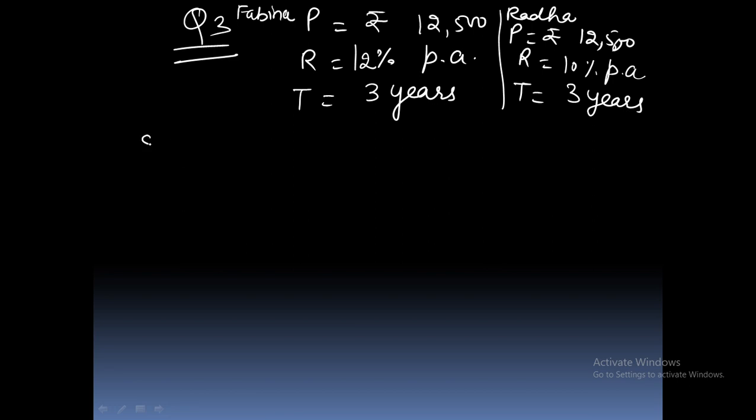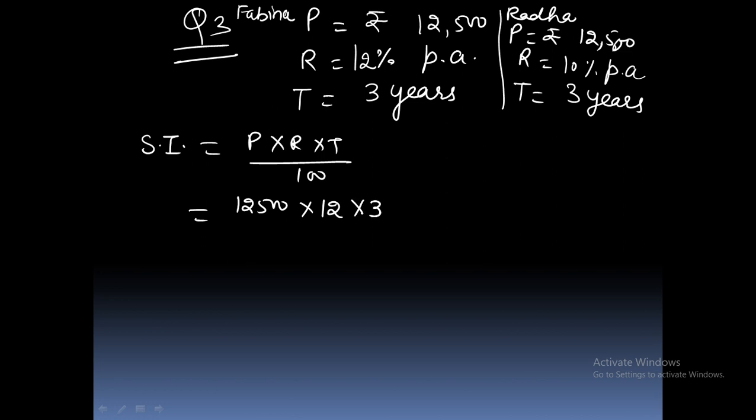So first of all, we will calculate simple interest for Favina. P into R into T over 100, 12,500 multiply 12 multiply 3 over 100. 0 cut with 0, and then multiply. After multiplying these values, we will get 4,500 rupees simple interest.